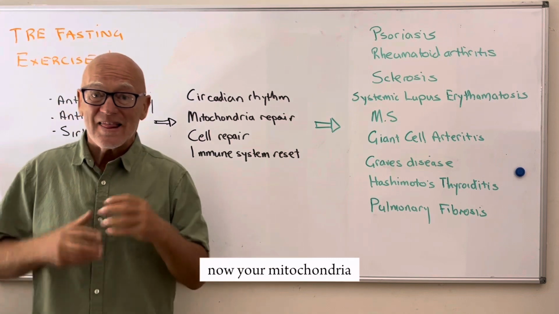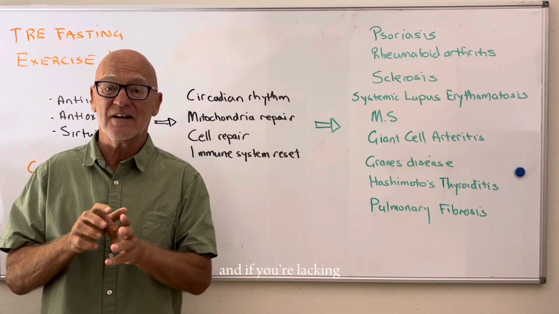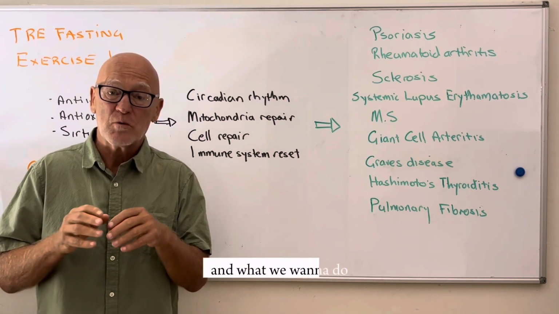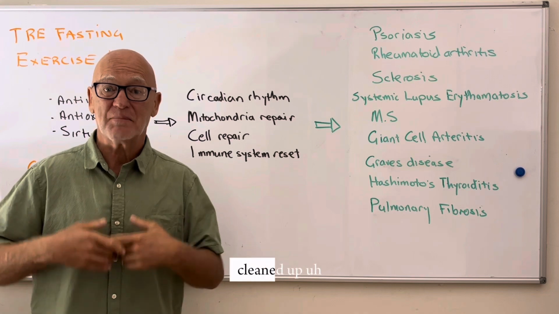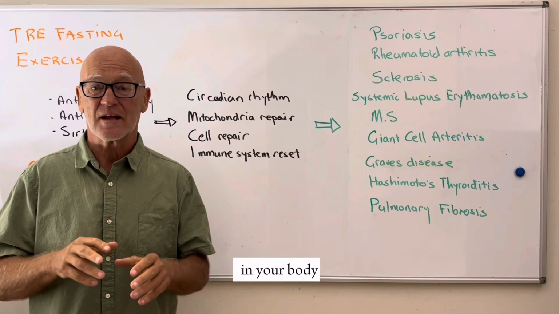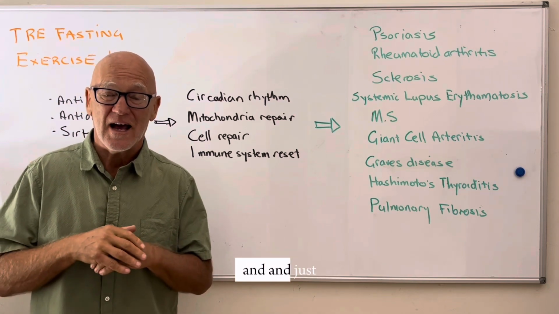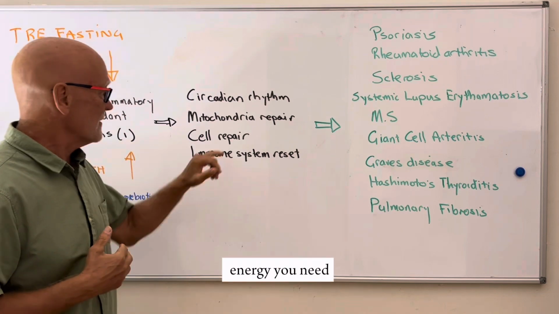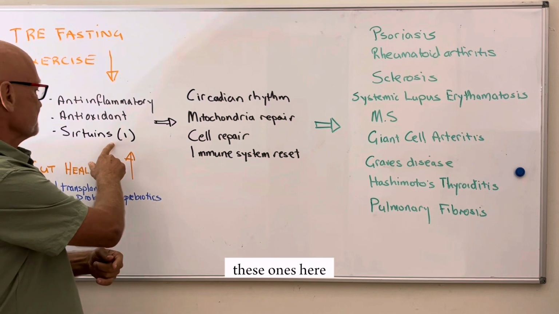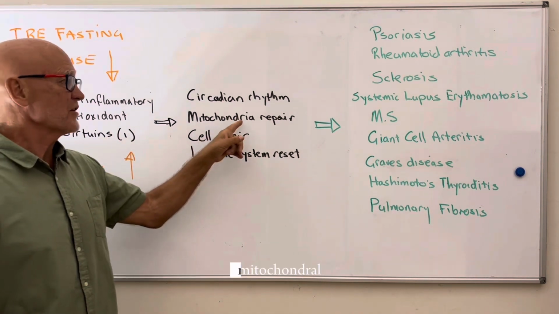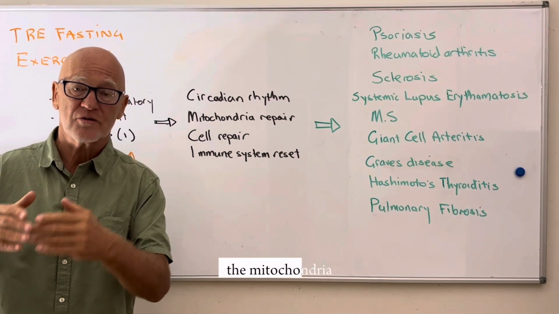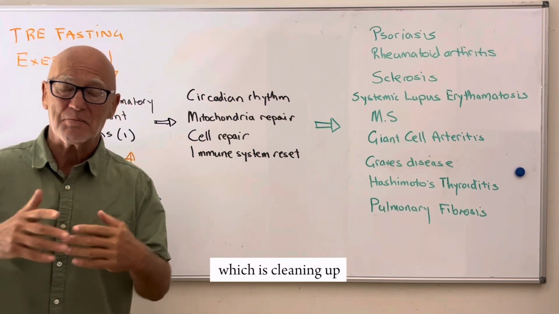Now, your mitochondria, they're the energy powerhouses of the cells. And if you're lacking energy, well, it probably comes down to these little mitochondria. And what we want to do is get these mitochondria cleaned up, getting them efficient, so you've got a really efficient energy burning system in your body that's using it and producing it and just providing you with all the energy you need. And the way they do that is the sirtuins in particular, these ones here, are linked with mitochondrial repair, something called mitophagy, cleaning up the mitochondria, and autophagy, which is cleaning up the cells.